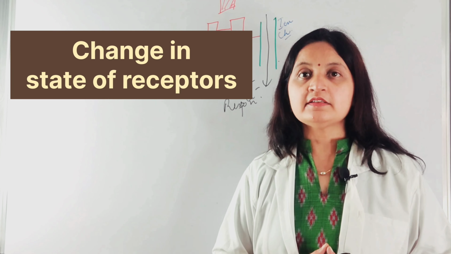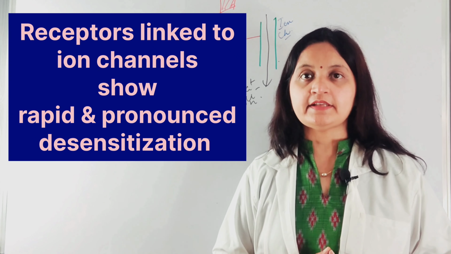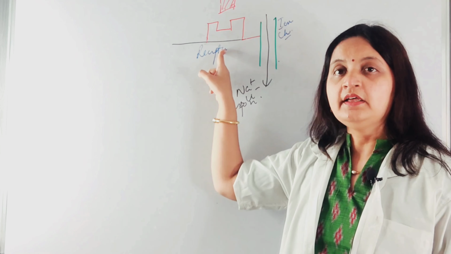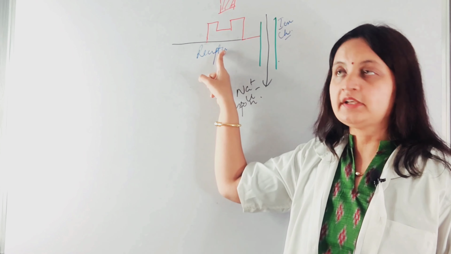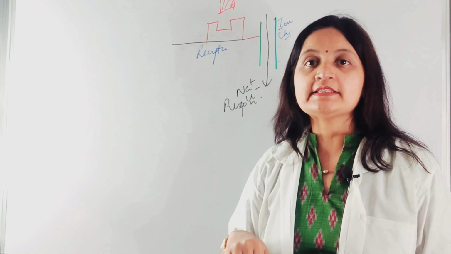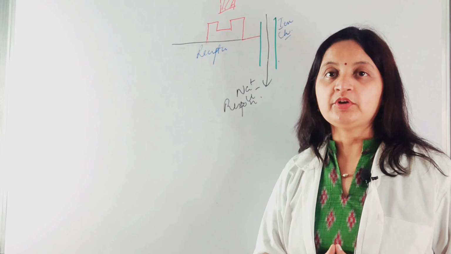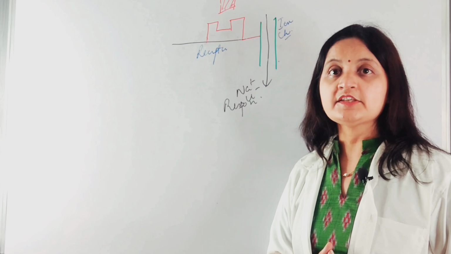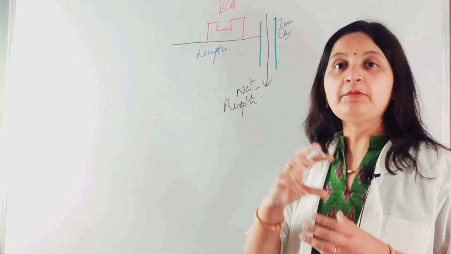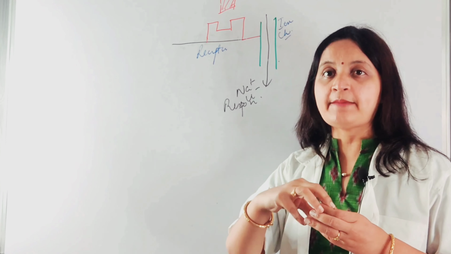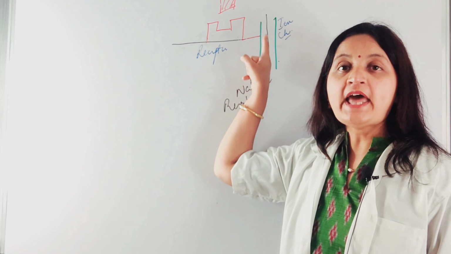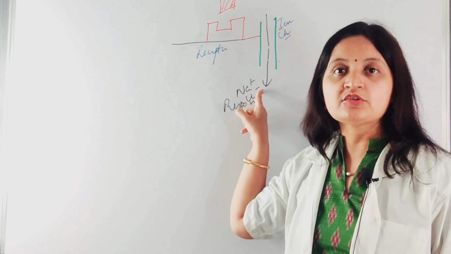Receptors linked to ion channels show pronounced and rapid desensitization. In this case, the agonist binds to the receptor, resulting in receptor activation and opening of the ion channels, allowing the movement of ions inside and producing a therapeutic response. A desensitized state is produced by the conformational change in the receptor, which results in tight binding of the agonist to the receptor without any opening of the ion channels. So due to lack of inward movement of the ions, there is no response.